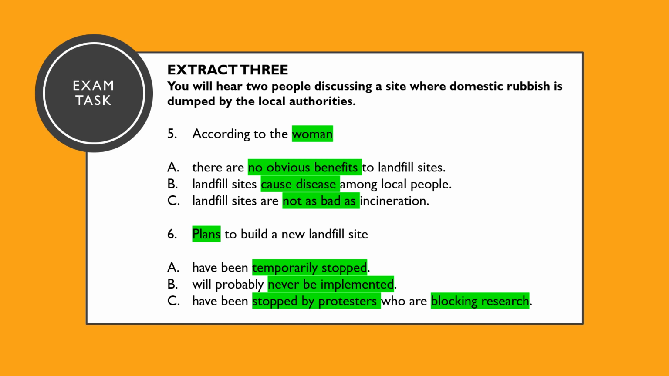In question 6, the key language is plans. We need to focus on what they say about plans. So is it A, that they have been temporarily, so rather than permanently stopped? Is it B, that they will never be implemented, so they will never be realized? Or is it C, that they have been stopped by protesters who are blocking the research? So in C, both of these pieces of information must be true for C to be the correct answer.